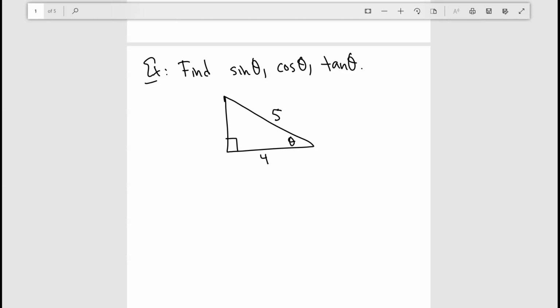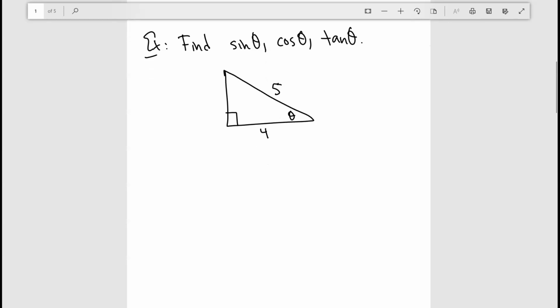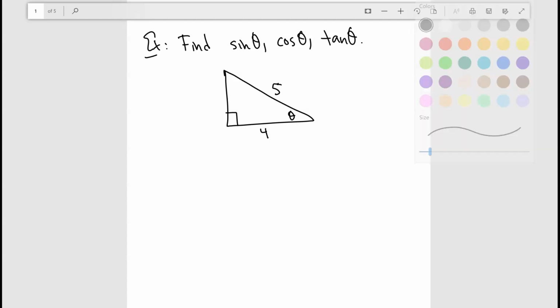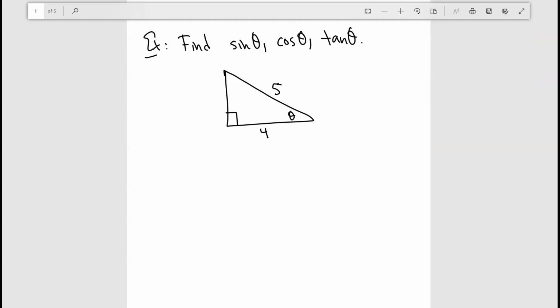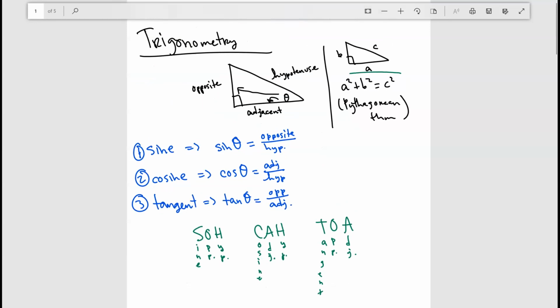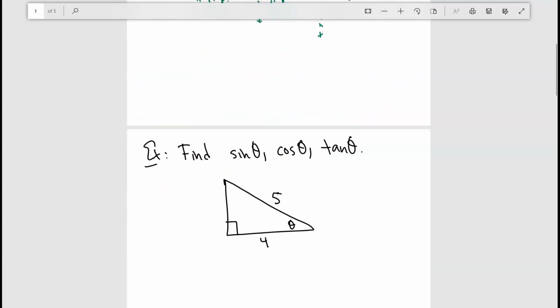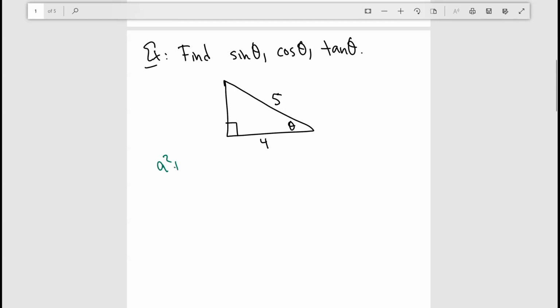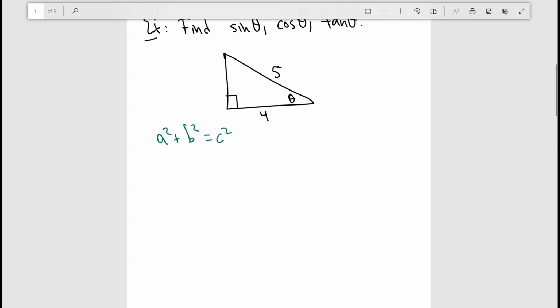Well, here we have a problem, because in order for me to know what sine, cosine, and tangent are, I need to know what all of the sides are. I don't know what this other side is, so I need to do something else to figure out that one. I know that the Pythagorean theorem can relate all 3 sides, so I'm going to use A squared plus B squared equals C squared on this problem. A and B can be whatever we want. C must be the hypotenuse.